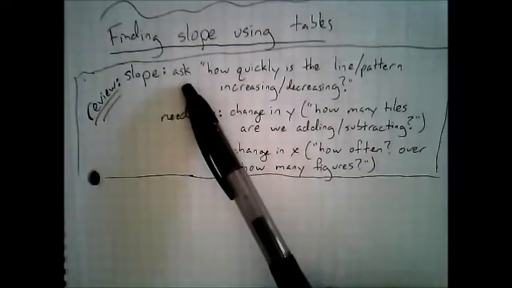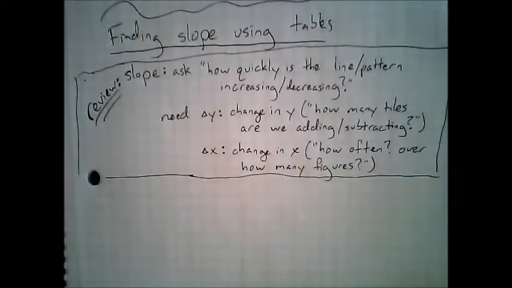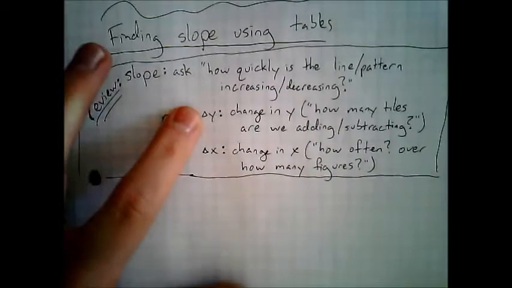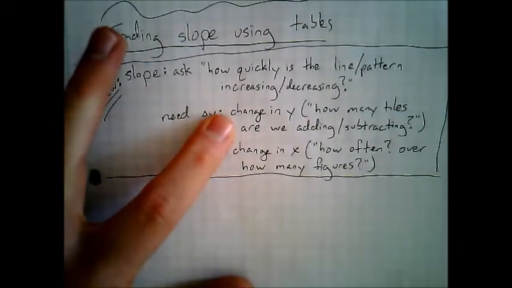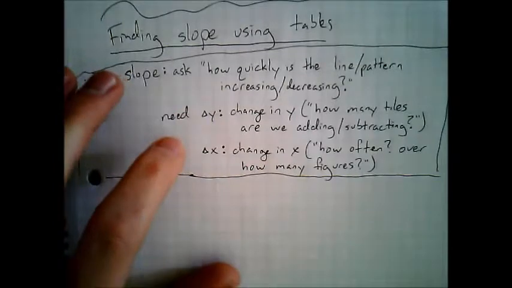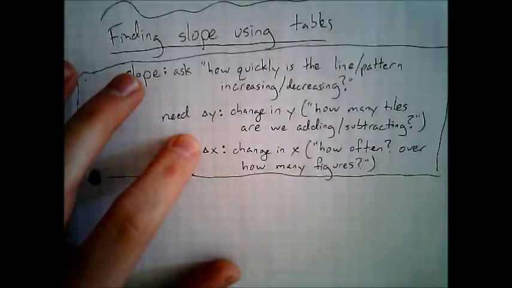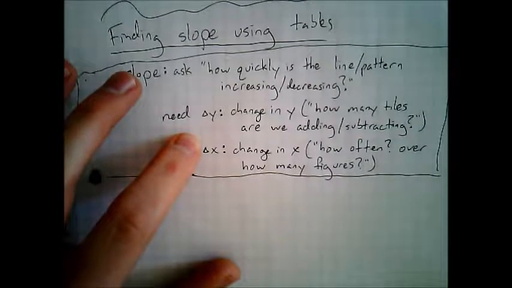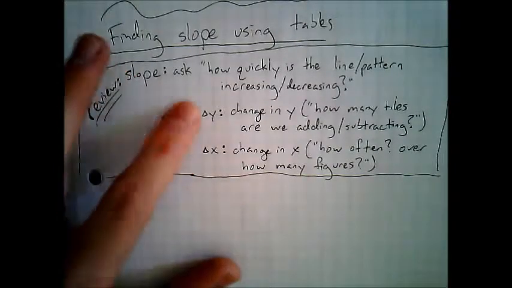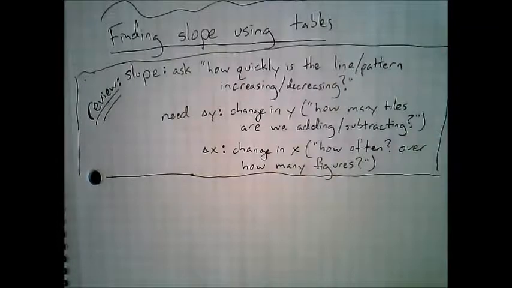Slope, again, asks the question, how quickly is our line or pattern increasing or decreasing? Okay, what's the speed at which our line is changing? What's the rate of change of our line or of our pattern? So in order to answer that question, we need two things. We need our delta y, our change in y, or how many tiles are we adding or subtracting. And we also need our delta x, or what's our change in x. How often are we adding that number of tiles? Okay, over how many figures? These two things get us our rate.